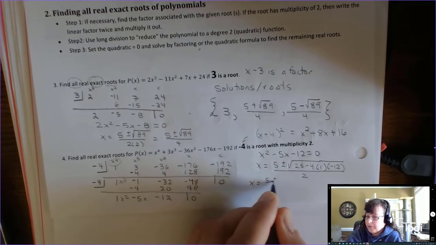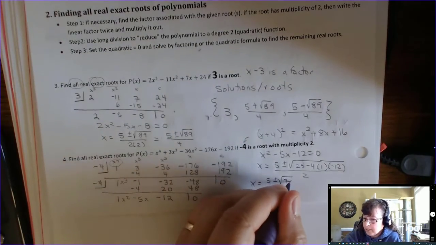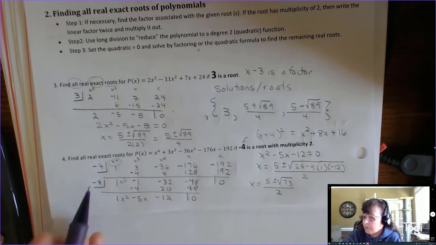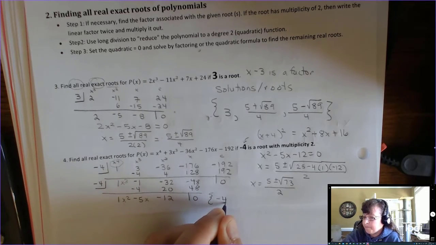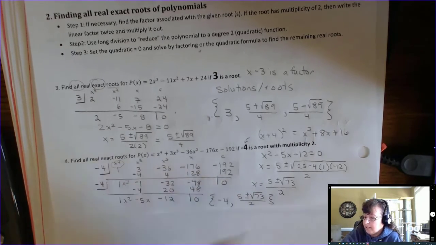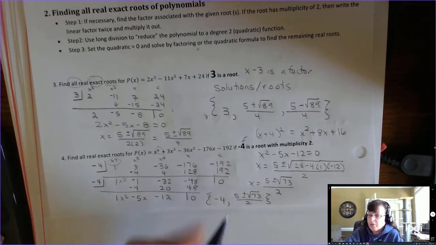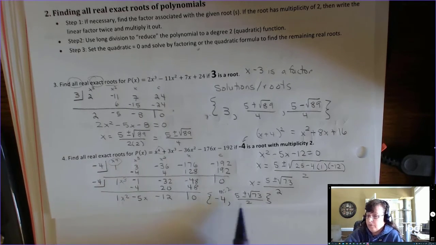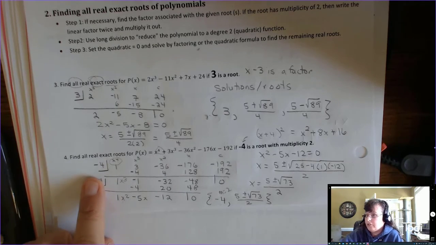So that's 5 plus or minus the square root. Let's see what this is. 25 minus 4 times 1 times negative 12 is 73. 73 is also prime, so you don't have to break down anything else. Let's make sure we are clear what the roots are. So the roots are negative 4, and 5 plus or minus square root of 73 over 2. Degree 4, but there's 3 roots. Well, it still makes sense because this was multiplicity 2, so you count that twice. So 1, 2, 3, 4 roots, degree 4. So that's how you handle it if your root has multiplicity. You can just use synthetic division twice.